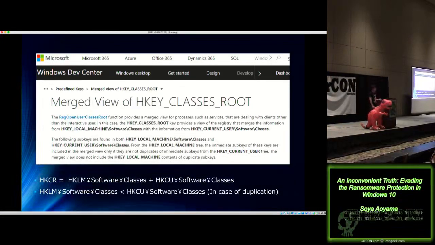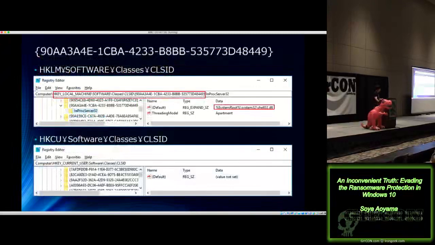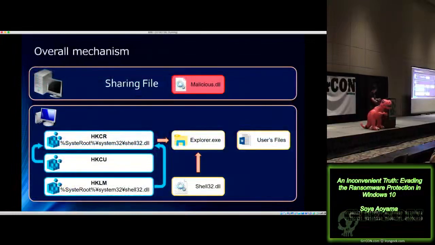As MSDN states, HKCR is a merging of HKLM and HKCU. And HKCU takes precedence over HKLM. In the case of this GUID, there is a value in HKLM, but not in HKCU. So if you write the value to HKCU, you can change the value of HKCR.